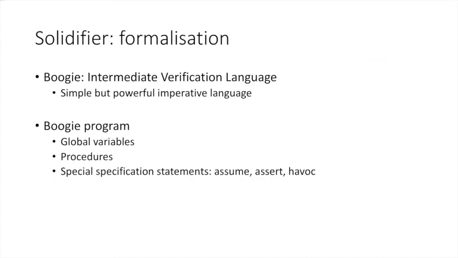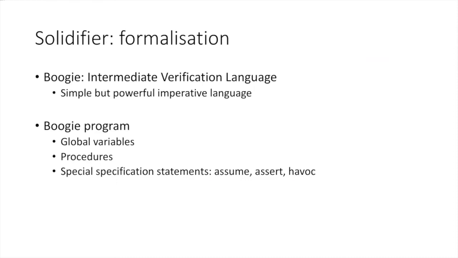So, all right, moving into our formalization now. In Solidifier, we used Boogie to formalize Ethereum and Solidity smart contracts. Boogie is a simple but powerful imperative language. A program in Boogie, like with many imperative languages, has global variables and procedures, but it also has special specification statements. So you have assume, assert, and havoc statements.